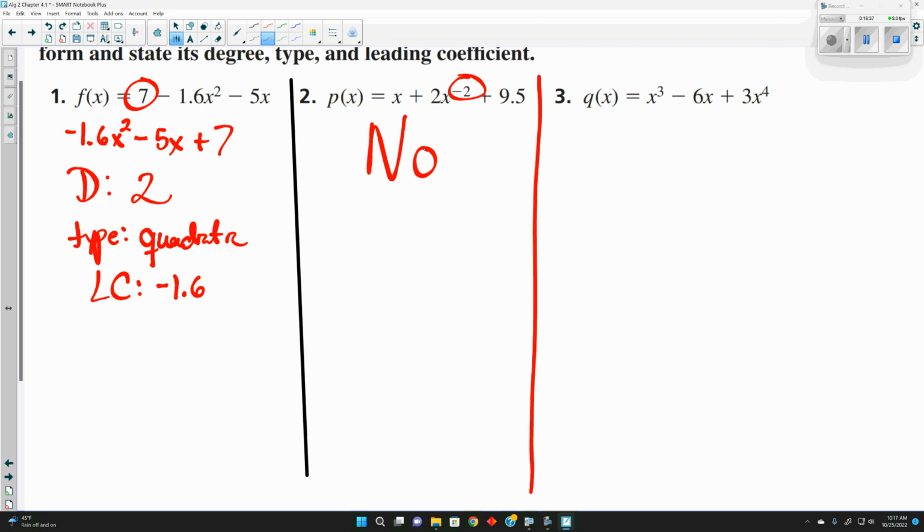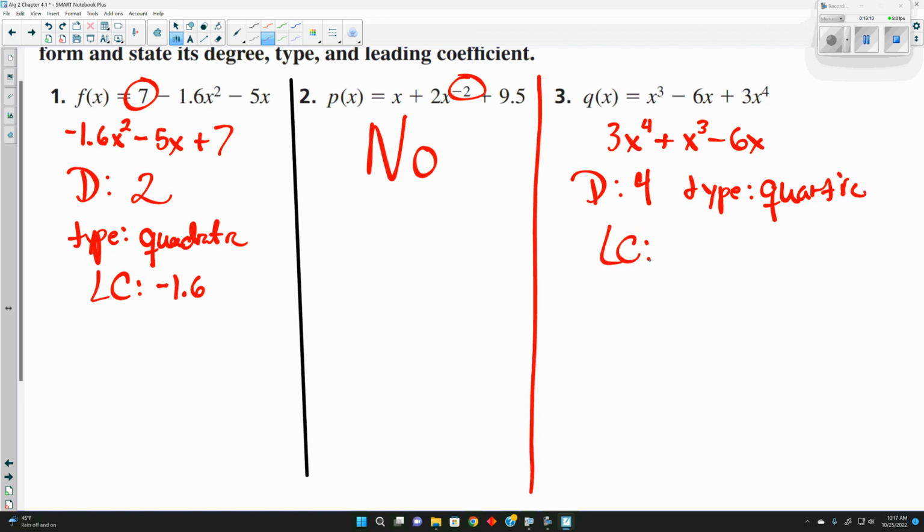Is it in standard form? So how would we write it in standard form? To the 4th, then. The degree: 4, biggest exponent. Type: quartic. And lastly, leading coefficient.